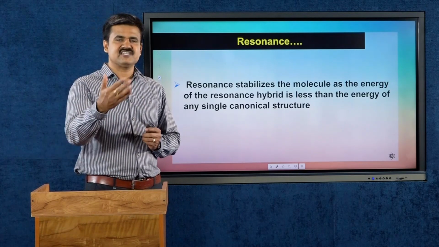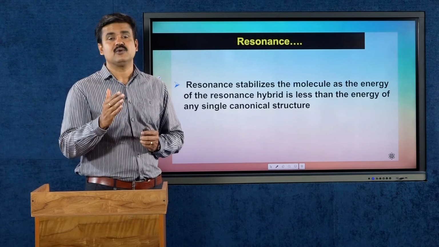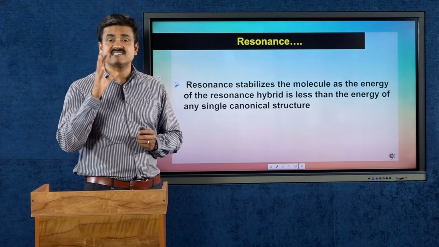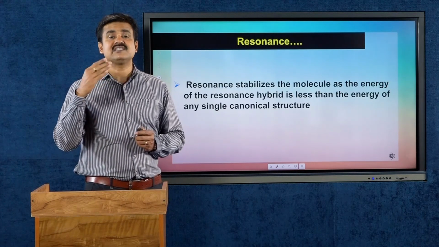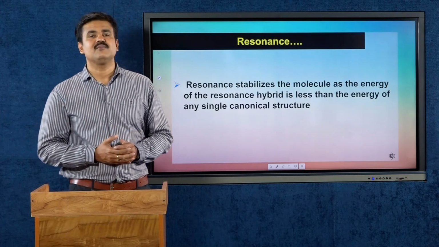I previously mentioned that the actual ozone molecule is a resonance hybrid of the first and second resonating structures. The resonance hybrid always has lesser energy than the individual canonical structures, and hence the actual molecule is more stable than each and every canonical structure. That is all about the present module.